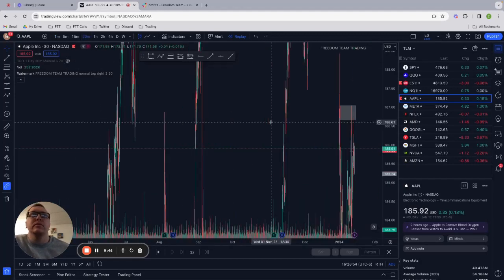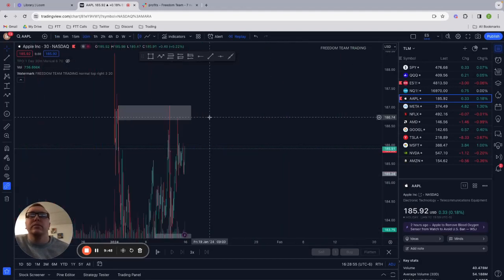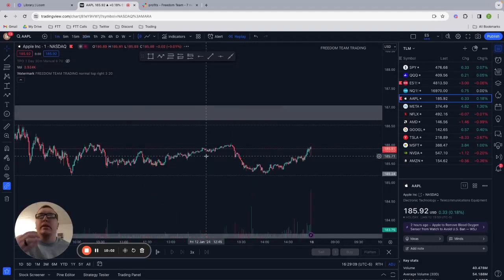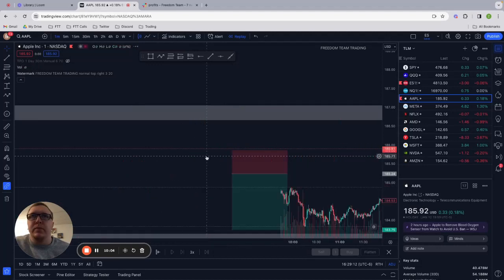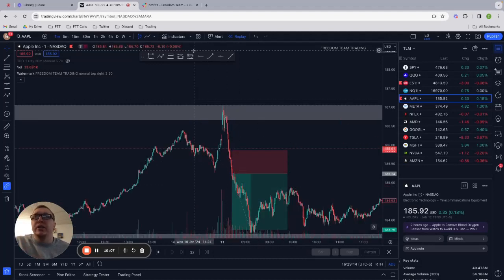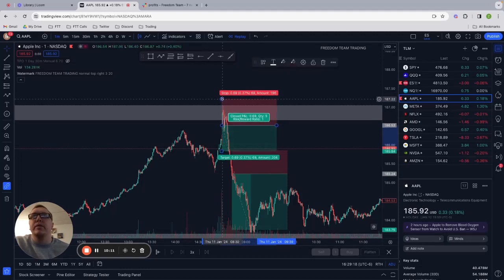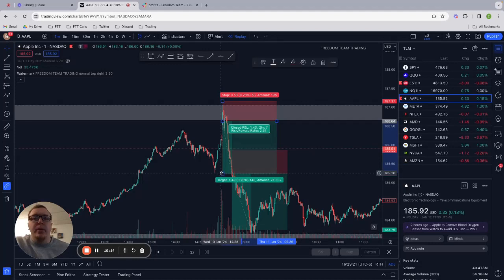This 30-minute, 15-minute supply right here. We gap up right into it. Fresh zone, clean move. Again, can't stress this enough. Once we hit that zone, yes, could I short right there with my stop above the supply zone as most people teach? Yes, I could. But I want to wait for confirmation.